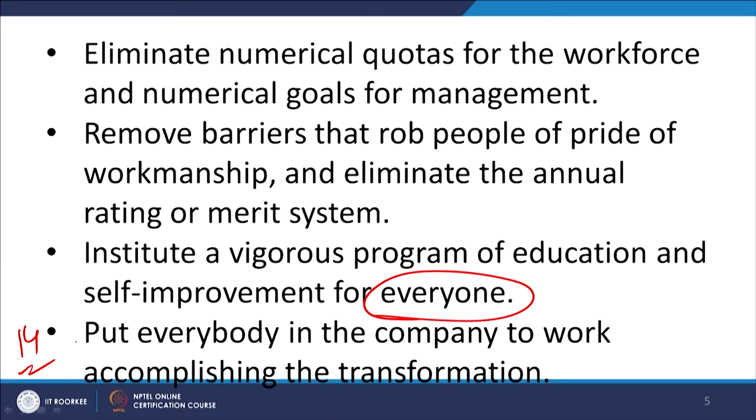And then finally, the last point, the 14th one: Deming said to put everybody in the company to work accomplishing the transformation. This idea of total quality management is the idea of transformation of the organization from the traditional view to the enlightened view. And when we are talking of traditional view to enlightened view, it requires a complete change in mindset, and therefore everybody from top to bottom needs to accomplish this transformation, then only you can achieve this benefit.